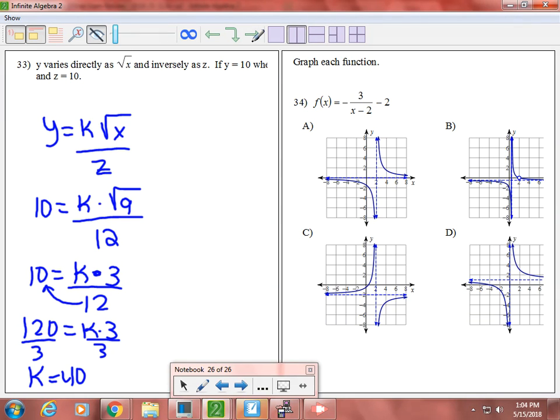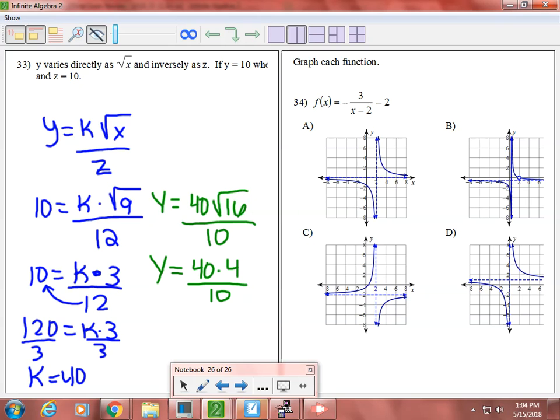So we're going to go back through and do the same thing with the next part. It says find y, so we're looking for y. We know that our k value is 40. X is 16, so the square root of 16. And inversely is z, which is 10. So I'm going to rewrite that as 40 times 4 over 10. So you can do this all in one part. So it's going to give you 160 divided by 10. So your y value for this is 16.